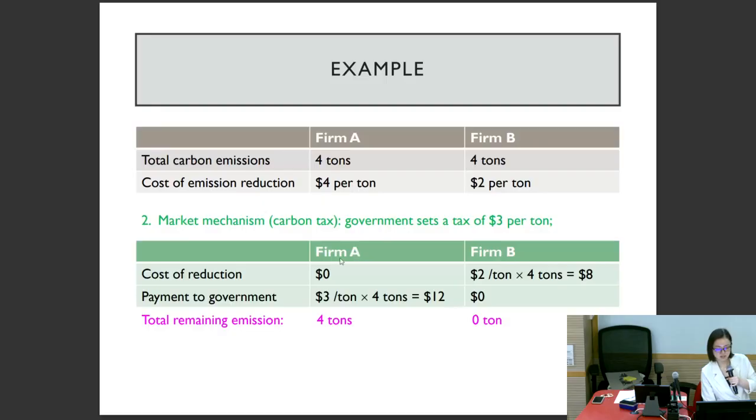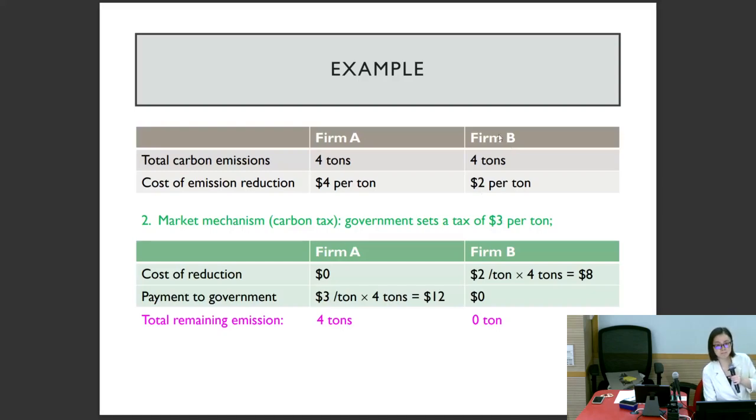So for firm A, no reduction, but it will pay the tax to the government. For every ton, $3. Firm A emits 4 tons, so the tax would be 3 times 4, that is $12. This is the total carbon tax for firm A. Then for firm B, the tax is $3 per ton, but for firm B, it is cheaper to reduce their emissions. It's only $2, which is cheaper than $3.